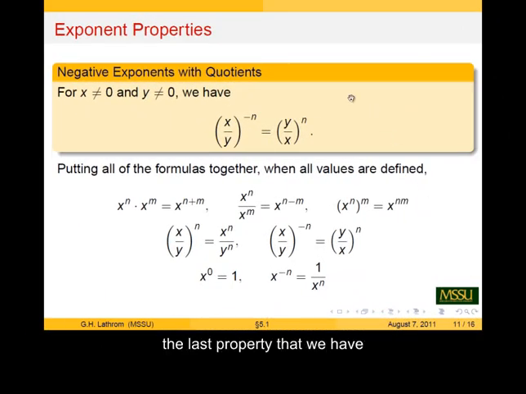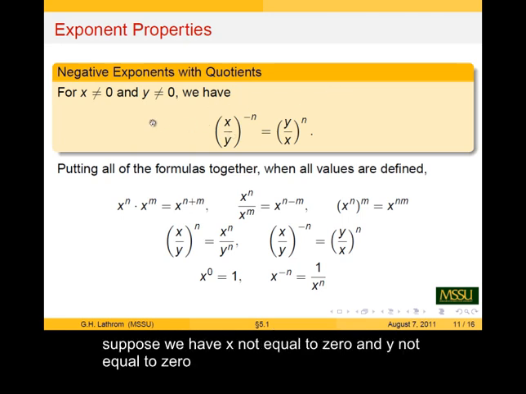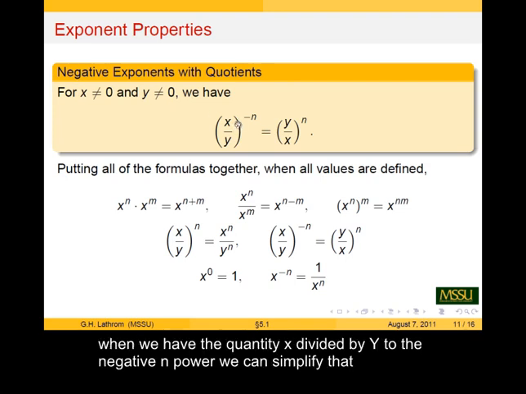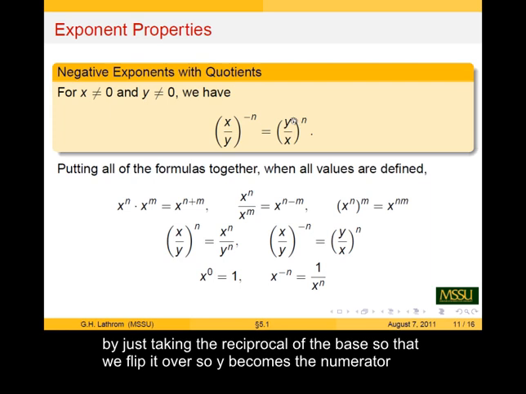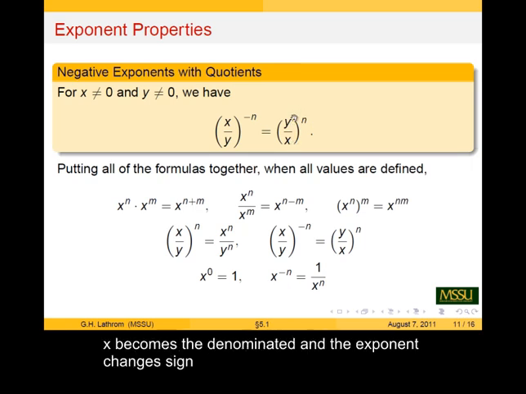The last property that we have dealing with negative exponents. Suppose we have x not equal to 0 and y not equal to 0. When we have the quantity x divided by y to the negative n power, we can simplify that by just taking the reciprocal of the base so that we flip it over, y becomes the numerator, x becomes the denominator, and the exponent changes sign.